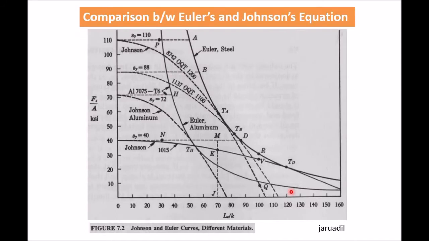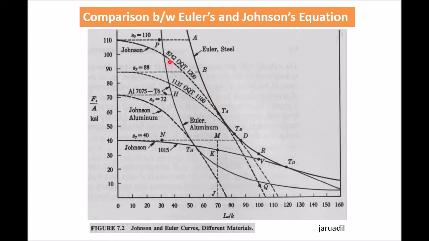So, kung titingnan natin dun sa table, meron tayong graph which shows the difference between Euler and Johnson. So, halimbawa, si Euler, sa steel, ito yung graph niya. So, this is stress in KSI, critical load, divided by cross-sectional area. Ito yan. At ito naman lang dito ay yung LE over K, slenderness ratio. So, for Euler steel, ito yung graph niya.